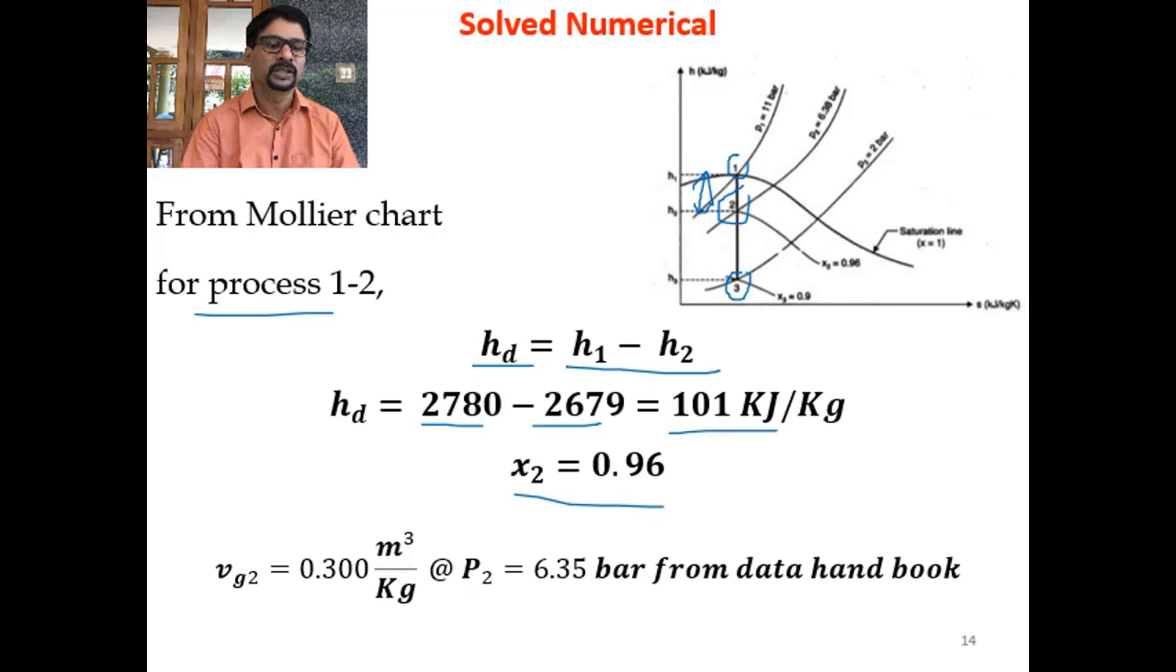So vg2, the specific volume at section 2, you can take for dry steam at section 2, which is 0.300 meter cube per kg at pressure 6.35. If you go through the steam tables, 6.35 is not there, so you have to find it between 6 and 7.